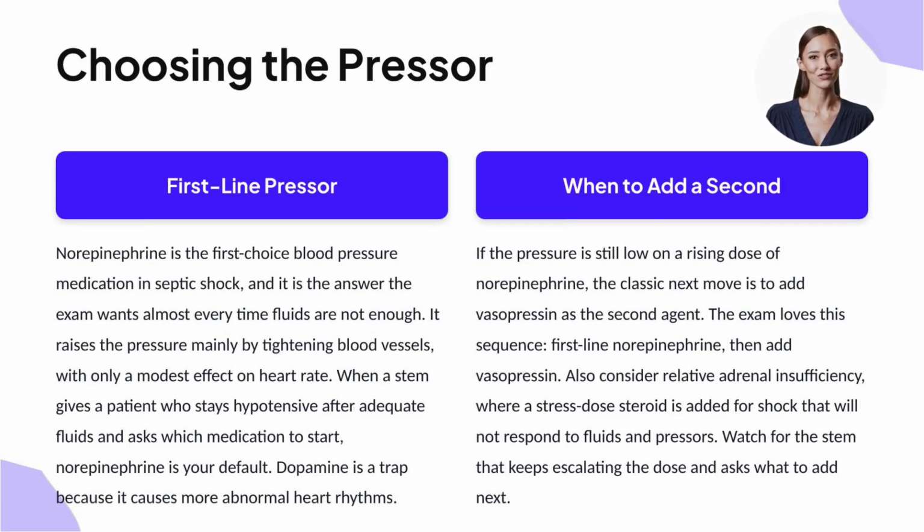The classic next move is to add vasopressin as the second agent. The exam loves this exact sequence. Start norepinephrine, then add vasopressin when a single drug is not enough.